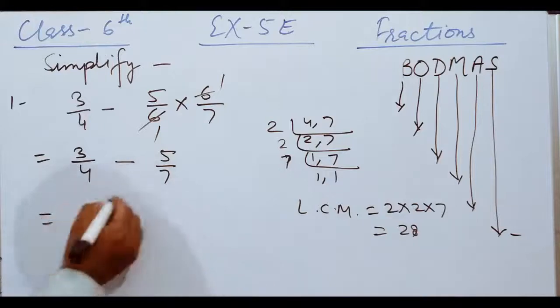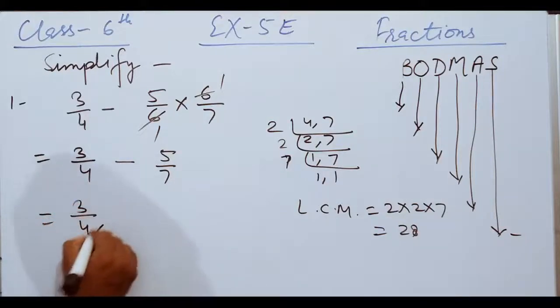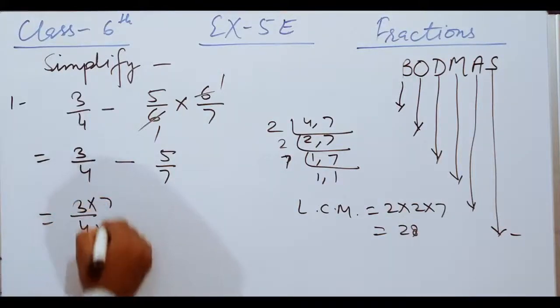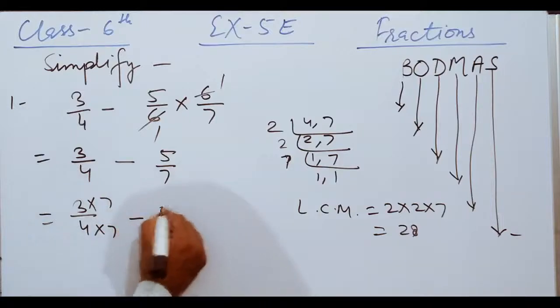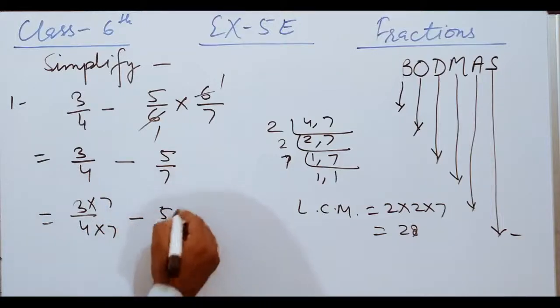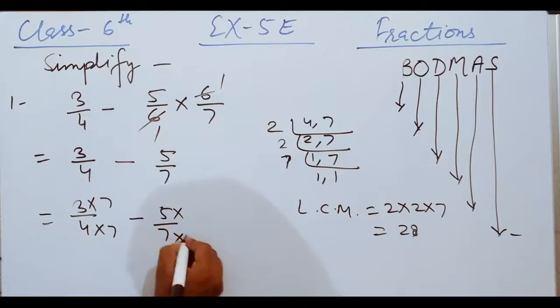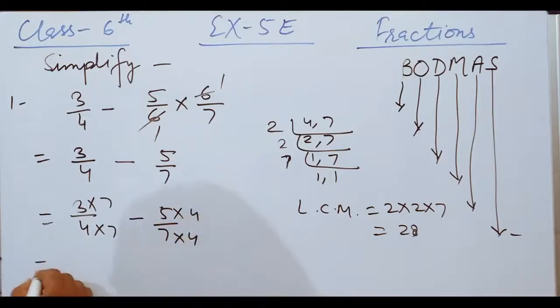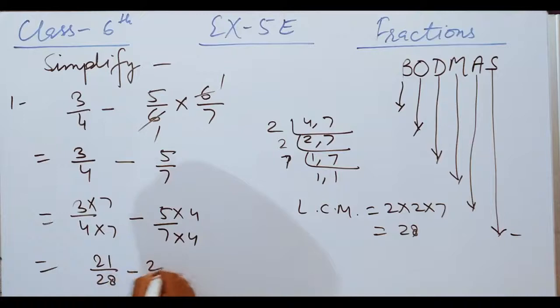We have to make the denominator 28 by multiplying 7 up and down. Minus 5 upon 7, and multiply by 4 to make it 28. We will multiply by 4. Then 21 upon 28 minus 20 upon 28. It will be 1 upon 28. This is the answer.